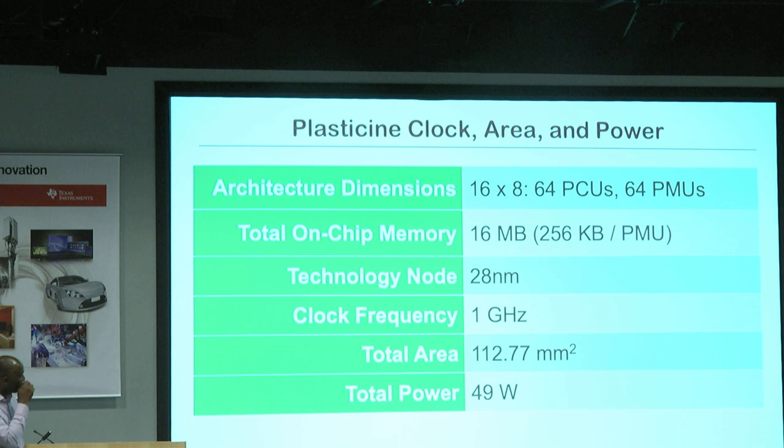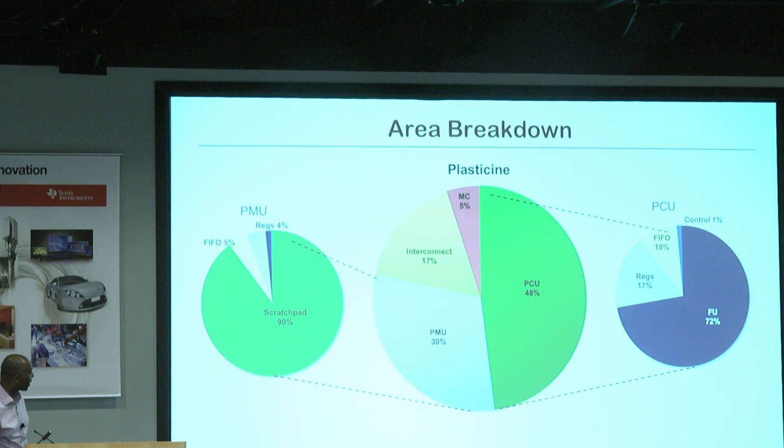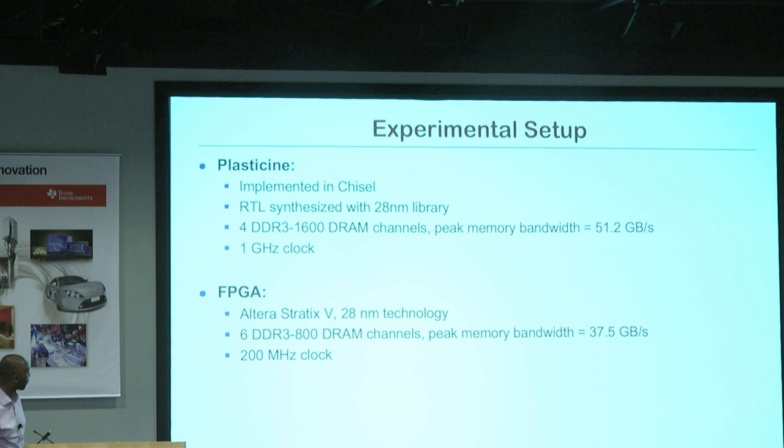So the implementation that we worked out had 64 PCUs and 64 PMUs, 16 megabytes of on-chip memory, was in 28 nanometers and ran at 1 gigahertz and consumed 49 watts. Most of the area was taken up by the PCUs and the PMUs, and then most of the PCU, of course, was the functional units, and most of the PMUs was the memory. We compared it to an FPGA of roughly the same technology, 28 nanometer technology. We implemented Plasticine using the Chisel register transfer level design language, which was developed at Berkeley.